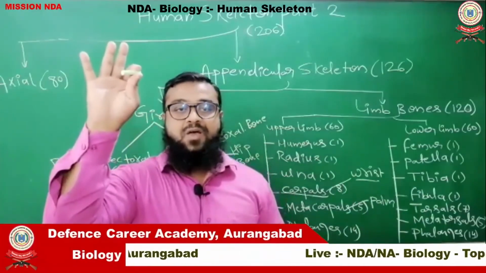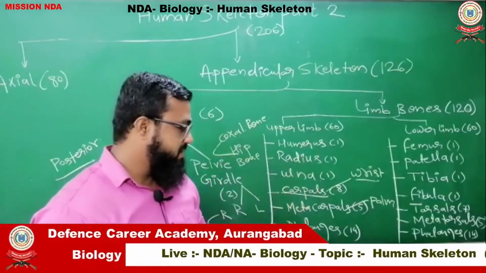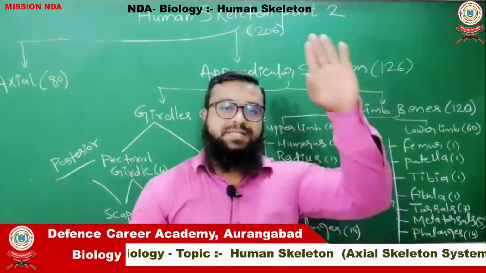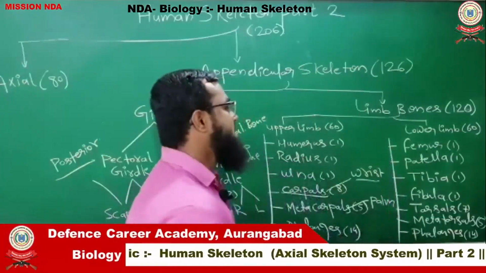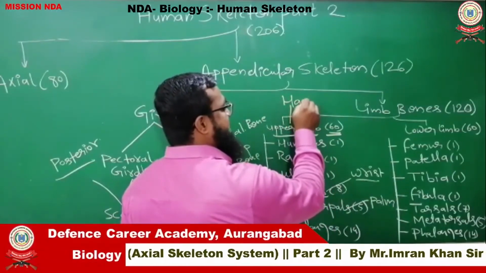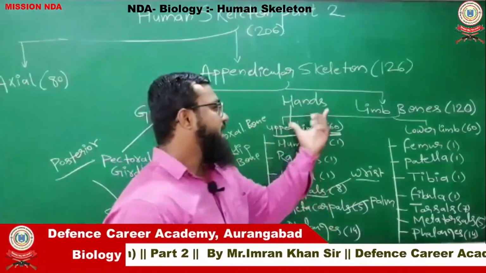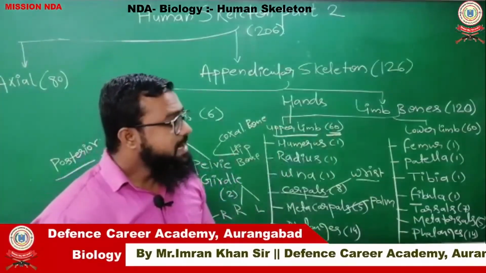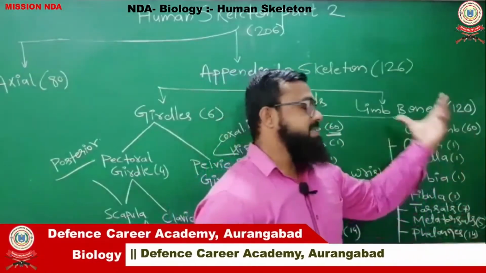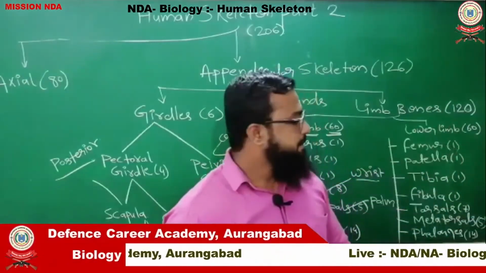This is one hand: humerus, radius, ulna, carpus, metacarpus, phalanges. This makes 30 in one hand, and 30 in the other hand. It makes 60 bones in the upper limb, that is, in the 2 hands. Let us see the lower limb. The lower limb similarly has 60 bones. For 2 legs, 30 plus 30 makes 60.